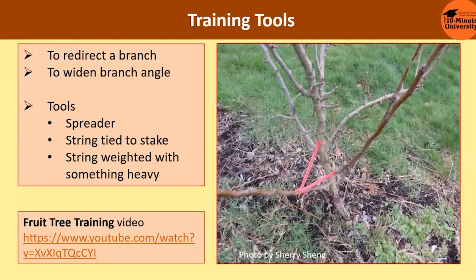If you have really narrow crotch angle, like in this photo here, you can widen the crotch angle with some training tools like the spreader. These are purchased from the store, but you can also make them out of small pieces of wood. You can also tie a string to the branch that you want to increase the branch angle and hang a weight at the other end, and that will pull the branch down and increase the angle. So there are a lot of different things you can do.